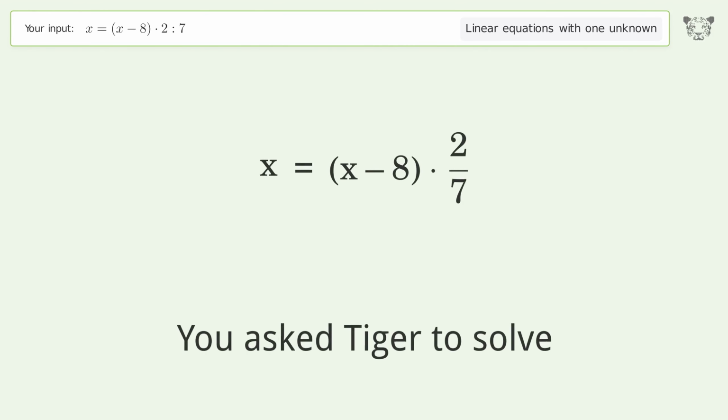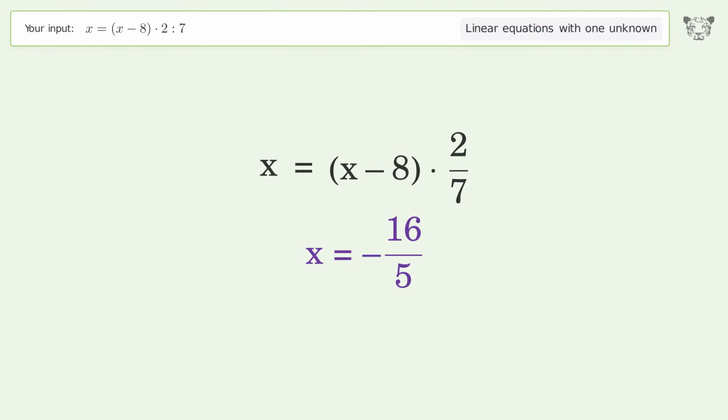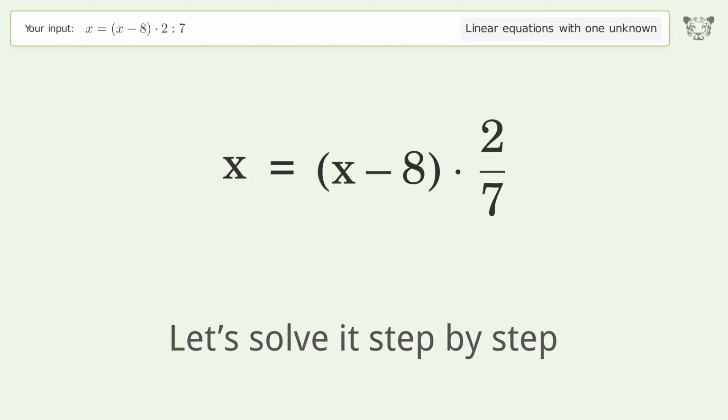You ask Tiger to solve. This deals with linear equations with one unknown. The final result is x equals -16/5. Let's solve it step by step.